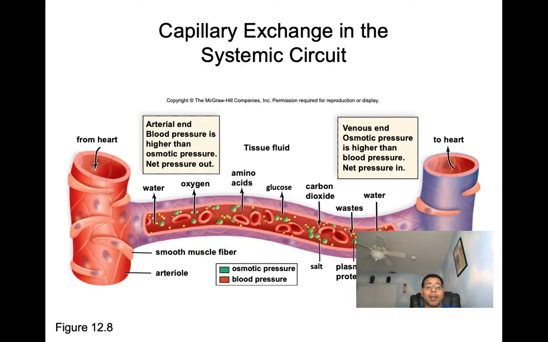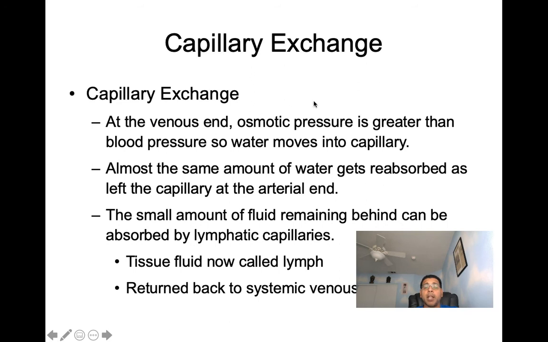So let's look at that in the actual capillary here. You can see now water is able to make its way out at the beginning of the capillary. And then as we progress through, you've got all these other substances making their way through. And then here at the venous end, we can see pressures are going to change. Osmotic pressure is higher than blood pressure, allowing for net movement of water into the blood vessel. So at the venous end, osmotic pressure is greater than blood pressure, so water moves into the capillary. Almost the same amount of water gets reabsorbed as what left the capillary at the arterial end.